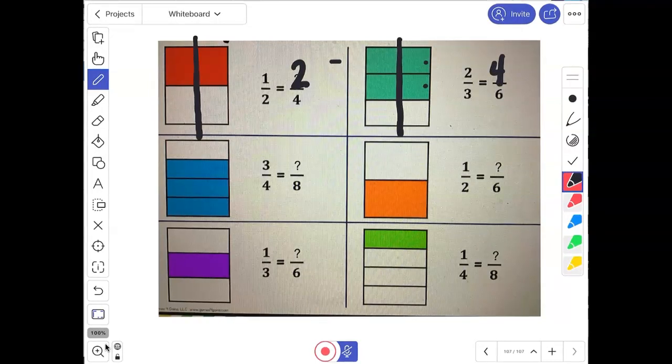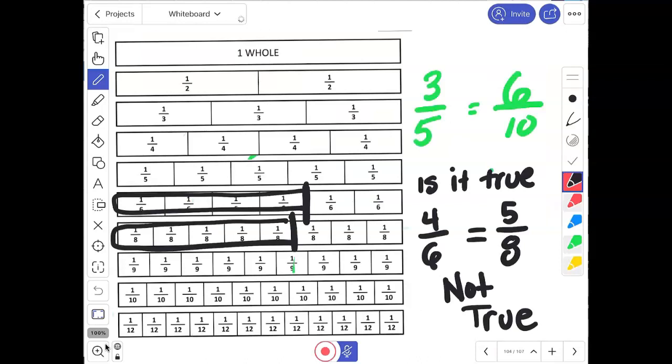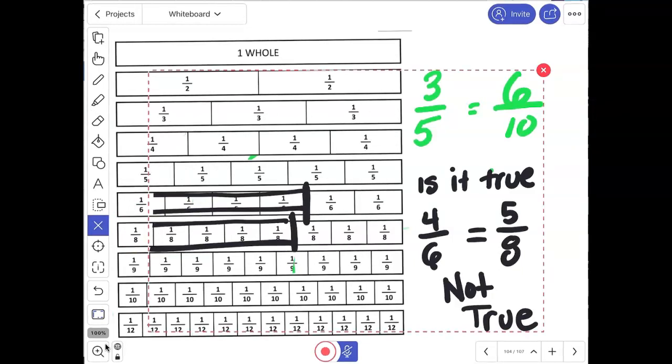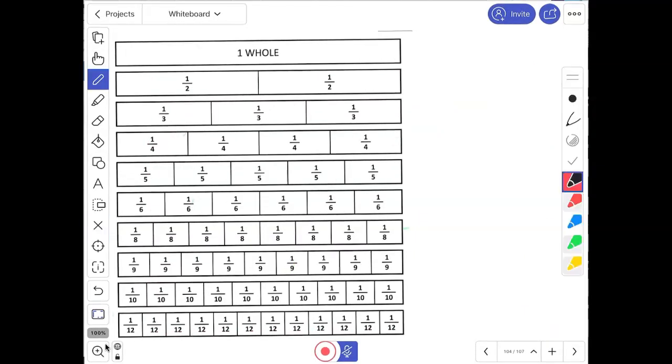3/4 is the same as how many eighths? Now it's eighths. 6 of them are shaded. 1/2 is the same as how many sixths? Instead of cutting this one, how about I go back to here? Okay. 1/2 is the same as how many sixths? 1, 2, 3.